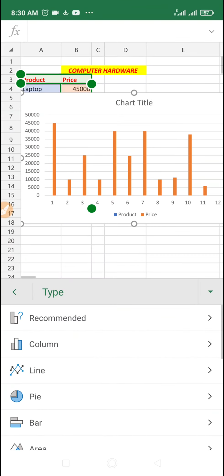So today our topic is charts. In this video we are going to learn about the basics of charts. What is a chart? A chart is a pictorial representation of data.